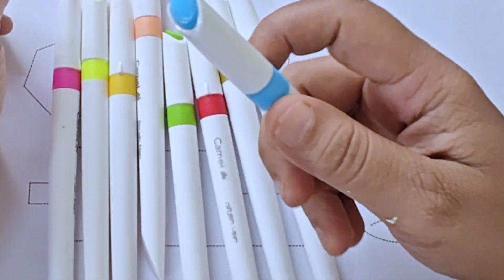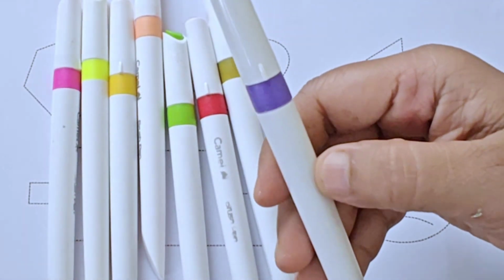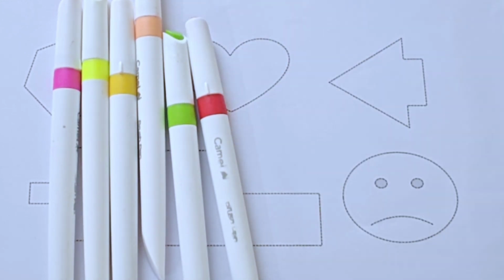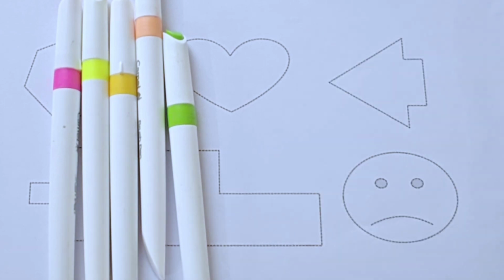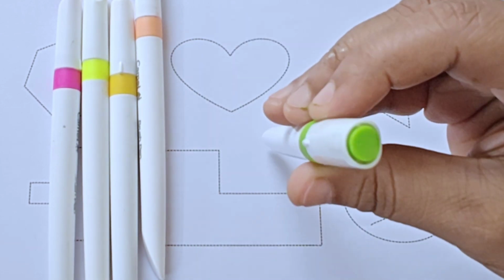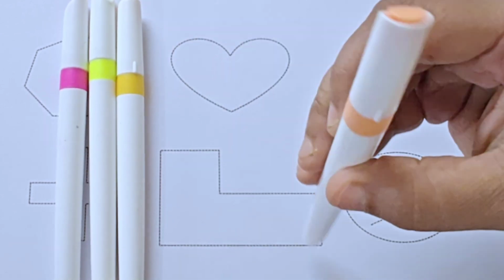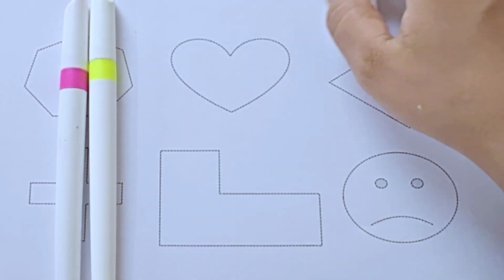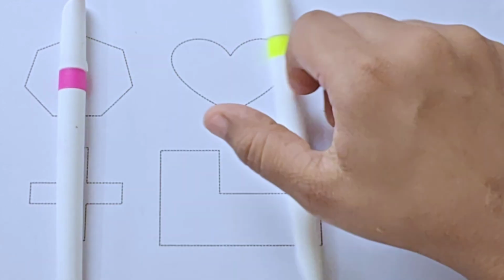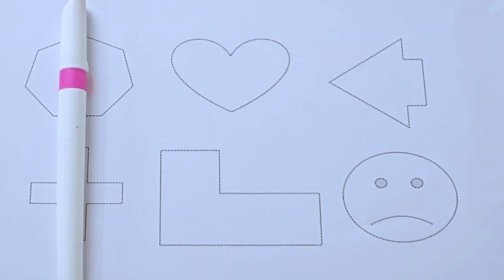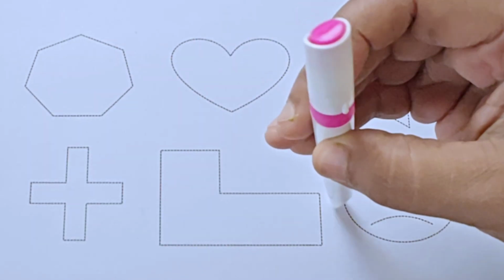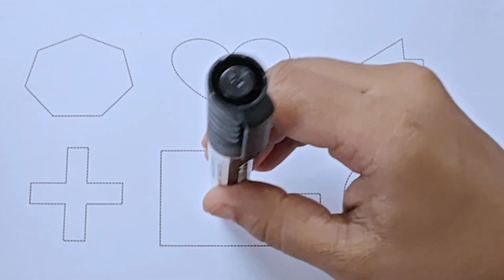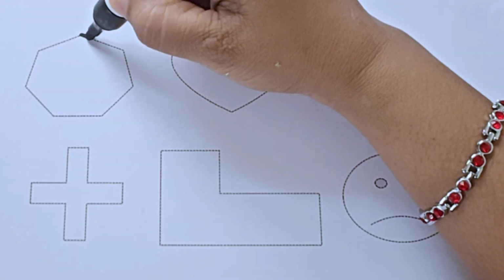This is sky blue color, violet color, olive green color, red, light green, peach, yellow color, fluorescent yellow, pink color. This is black color. Now let us draw the shapes.